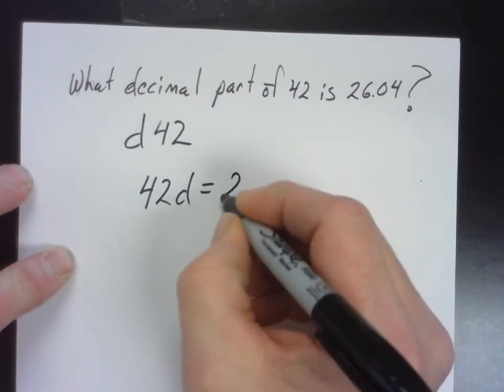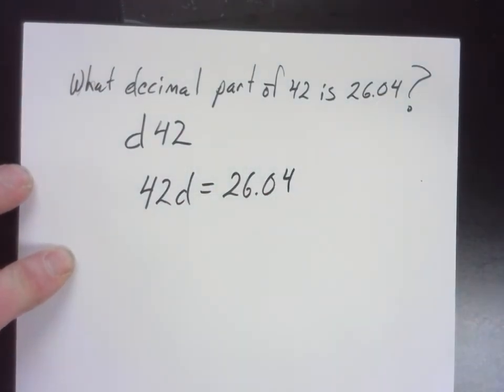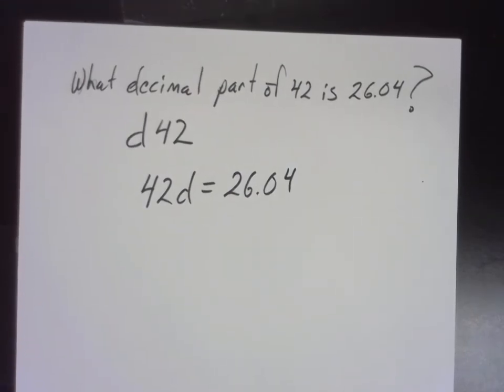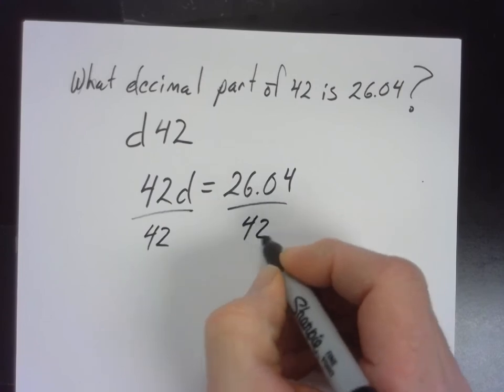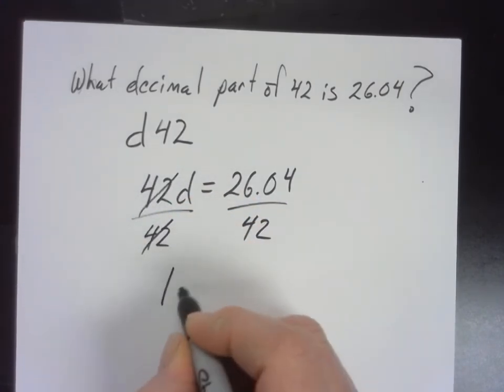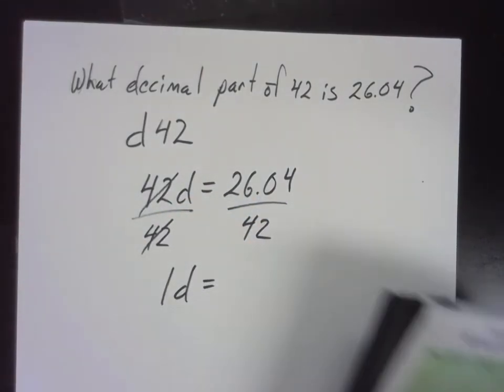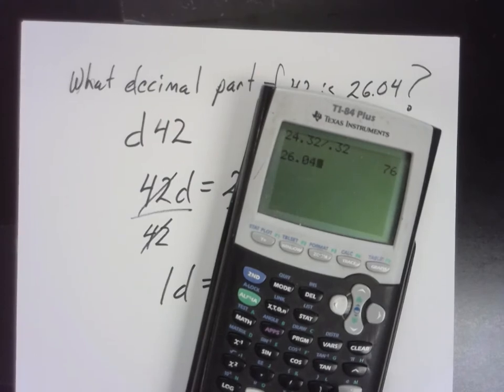Equals 26.04. How can we find that decimal? Yeah, now we divide both sides by 42. This cancels and gives us 1 times D. Thank goodness for calculators. 26.04 divided by 42 turns out to be 0.62.